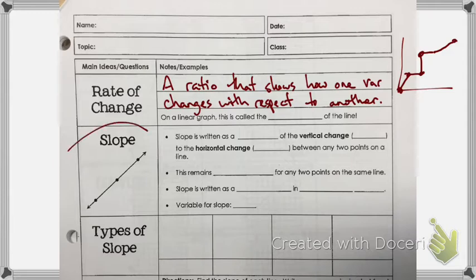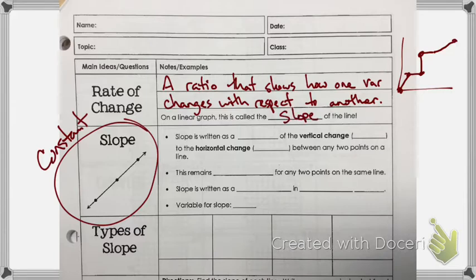But when we get to a linear graph or a line that has a constant rate of change, so I like to write that over here, constant rate of change, that is called the slope. It's a specific type of rate of change for a line when it's constant, okay? So that specific rate of change called the slope, it's written as a ratio, and this ratio, the number, is always written vertical change, which in math we call the rise, to the horizontal change, which we call the run. So it's always a ratio of rise to run.